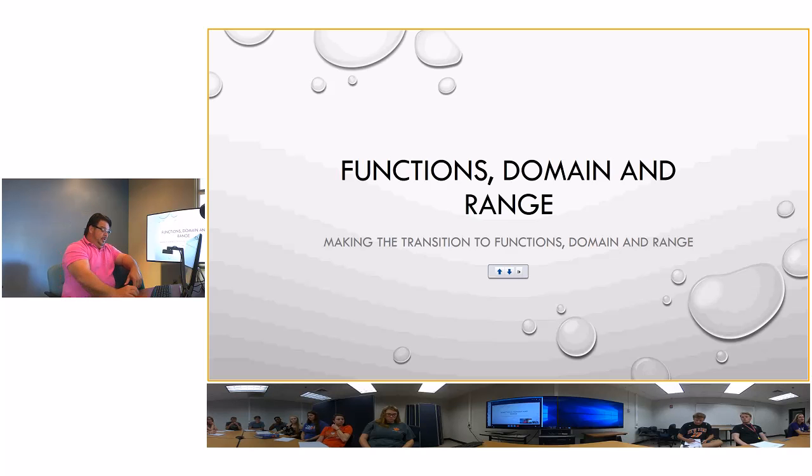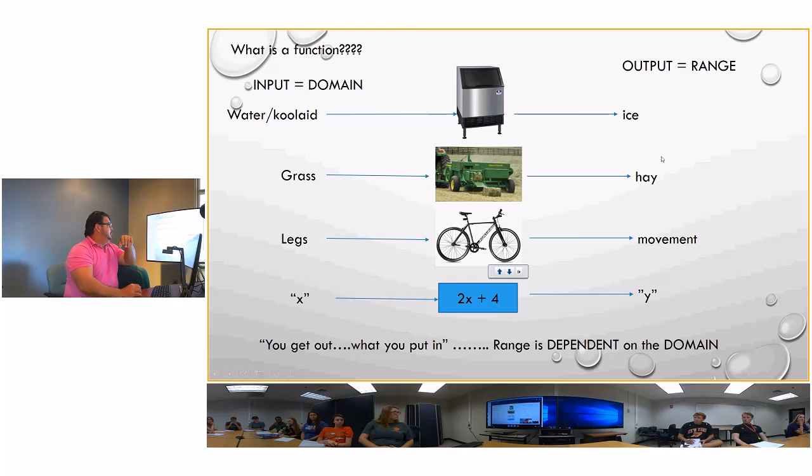All right. The first thing, functions, domain, and range. Hold on. I got to get back over to this. There we go. All right. As you can tell, I've got several pictures up there. One is an ice machine. The second is a hay baler. The third is a bicycle. These are all functions in real life.